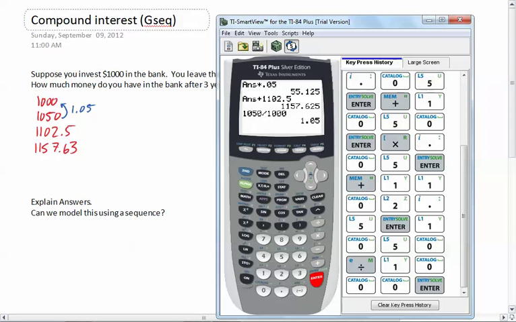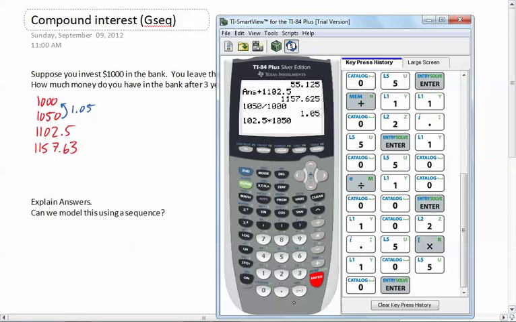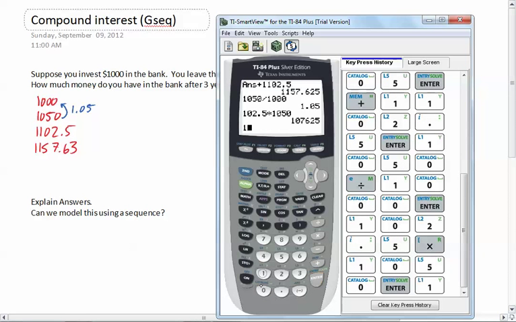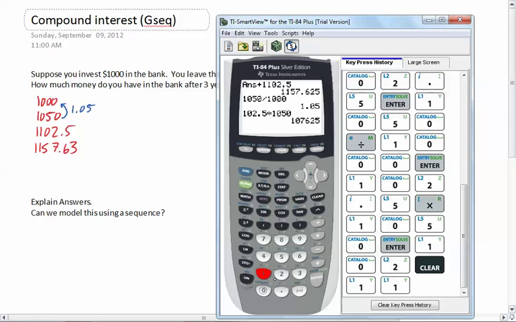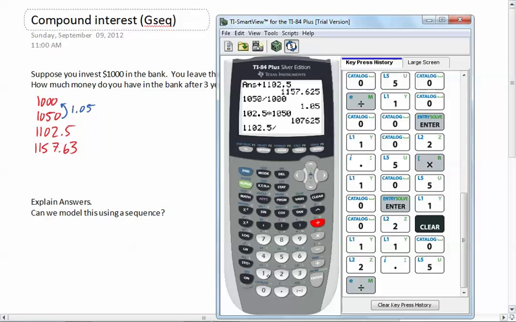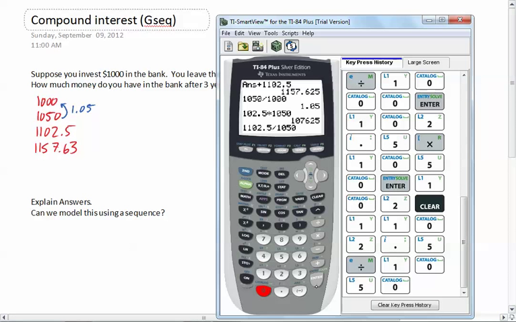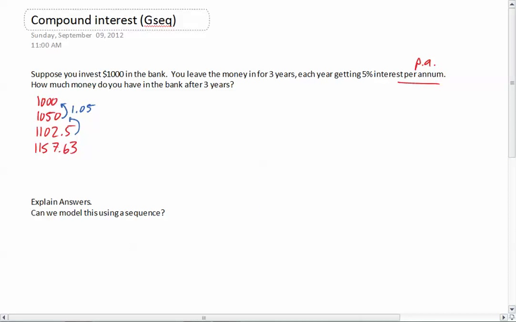Let's try this again. Let's take 1102.5 and divide by 1050, just so you can see Mr. Bywater isn't crazy. We get 1.05 again. Now, because we have a constant ratio, we can write this in the form U_n equals U_1 r to the n minus 1.